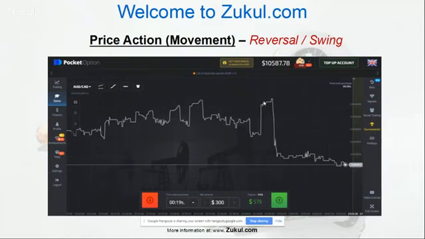So that's basically what we call reversal or swing trading. It's basically betting on the opposite of what is actually happening at the moment.